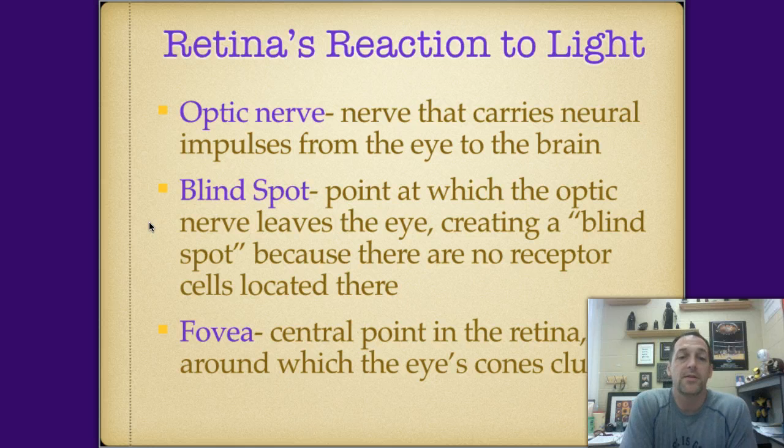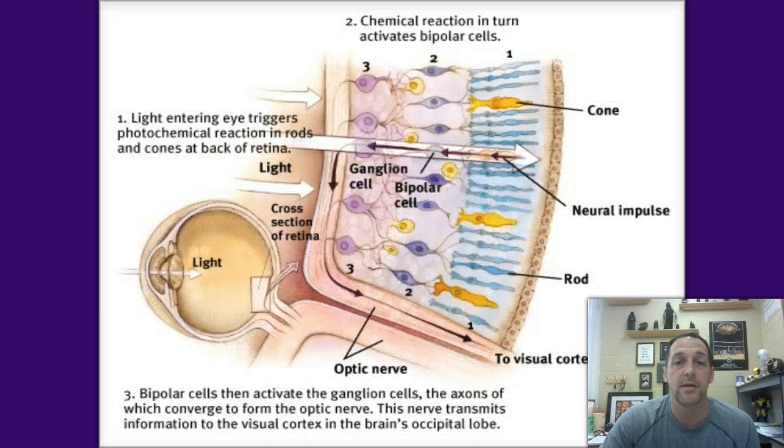All right, the fovea is the central point in the retina around which the eye's cones cluster, and this is where the picture is being focused. And here we have a nice picture of what's going on in the eye. So here's the eye, okay?